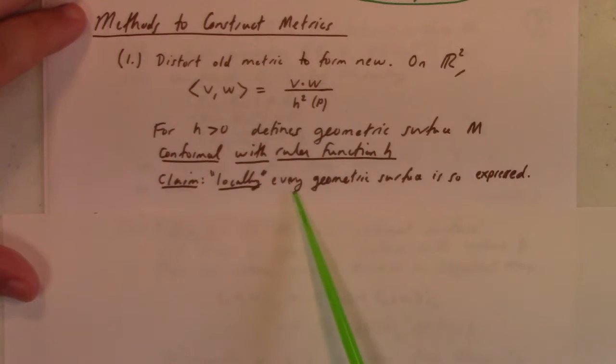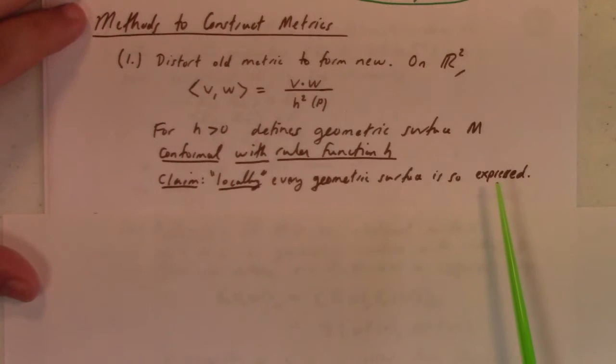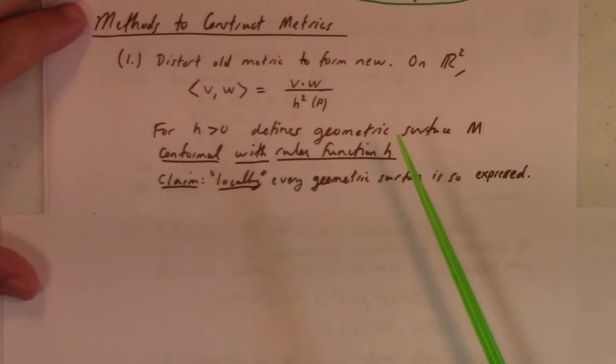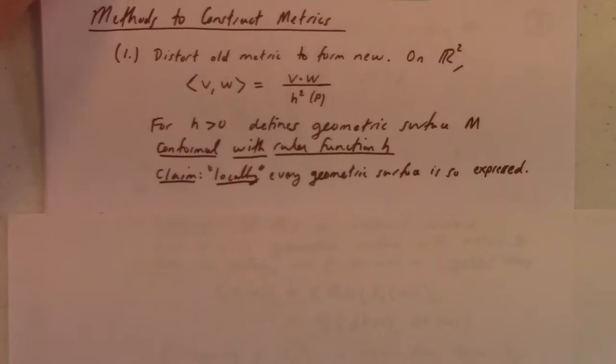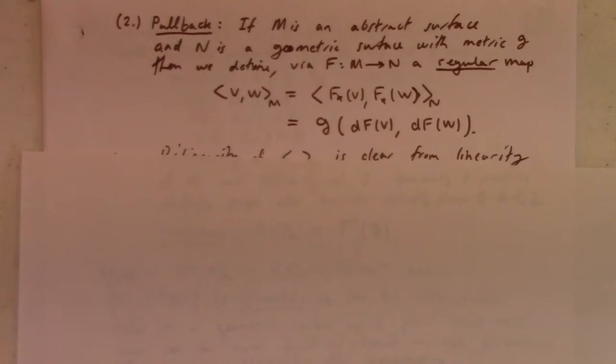So locally, every geometric surface is so expressed. So basically, there's some way of looking at an abstract geometric surface and just isometrically comparing it to some subset of the plane with some bizarre ruler function. Okay, we'll see some of that in practice as we go on here with some examples. Maybe not today, but eventually.